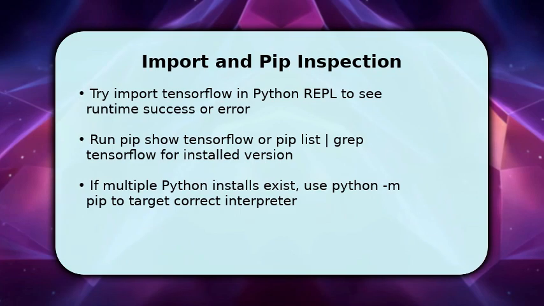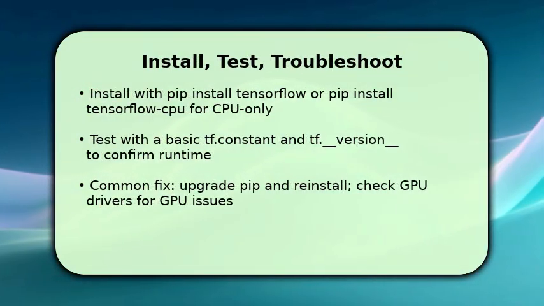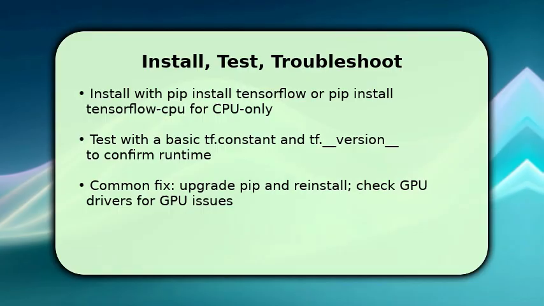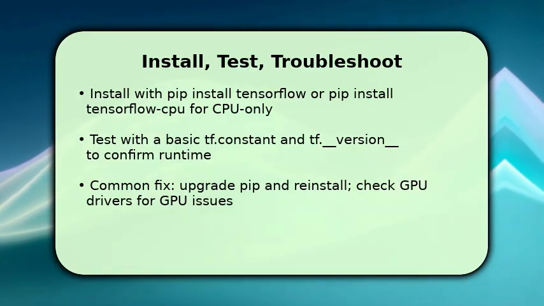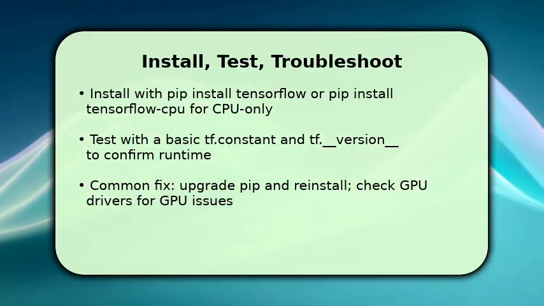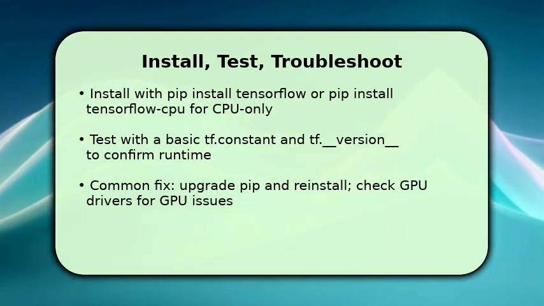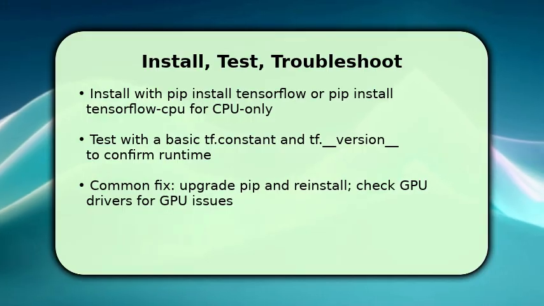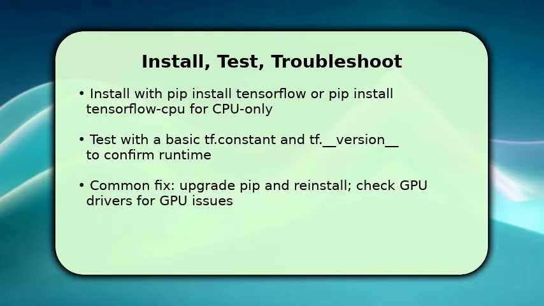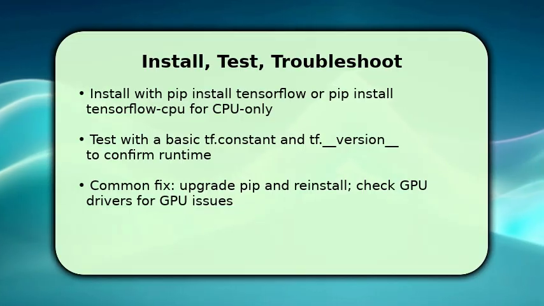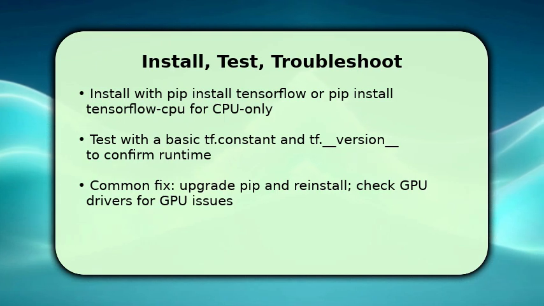To finish, install or repair TensorFlow precisely and verify it runs. If missing, run pip install tensorflow, or pip install tensorflow-cpu for CPU-only systems. Use python -m pip to ensure the right interpreter. After install, test a tiny snippet. Import tensorflow as tf, print tf.__version__, and create a tf.constant to confirm execution. If things go wrong, one key troubleshooting tip: upgrade pip. Uninstall then reinstall. And on GPU systems, make sure drivers and CUDA/cuDNN match supported versions before retrying.